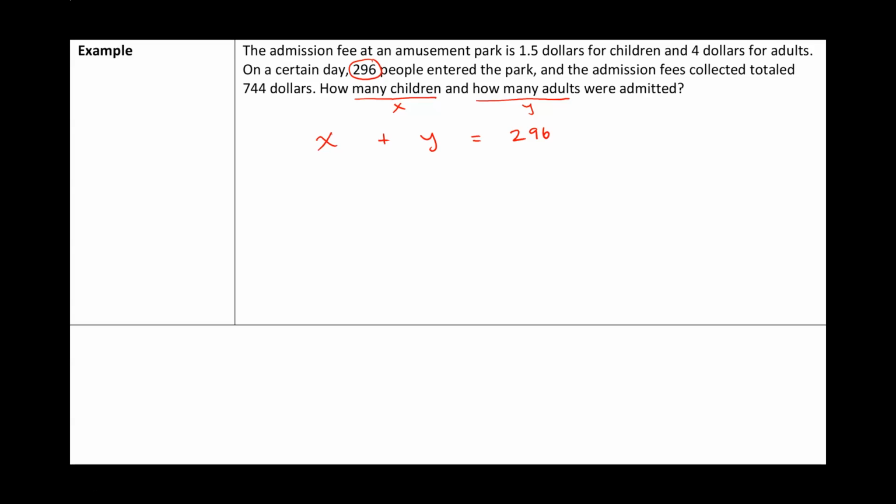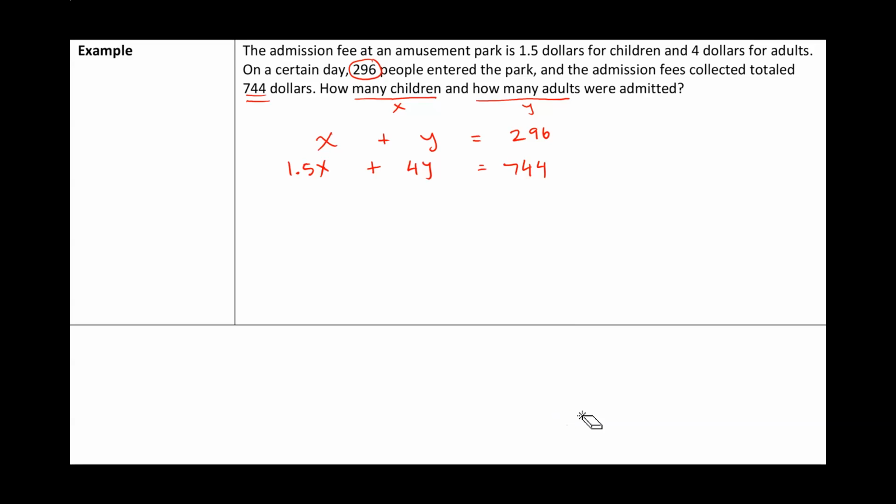Now children, it costs $1.5. So for the money, I'm going to multiply the number of children that entered times 1.5, and adults cost $4. So I'm going to say the money we collect from adults is 4y, and then this is going to equal the total amount of money collected, which is 744.